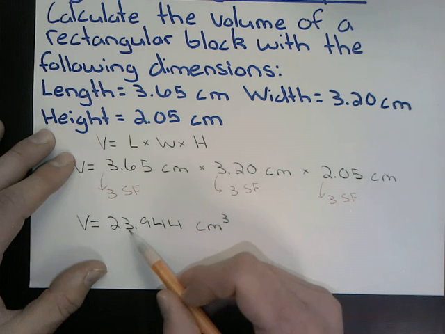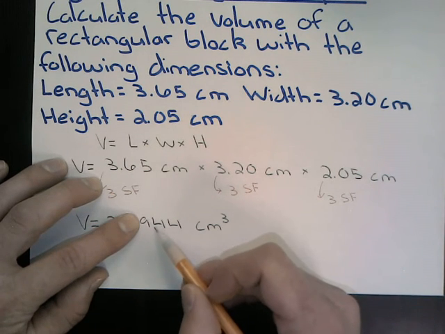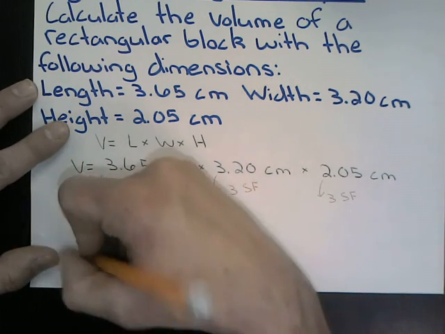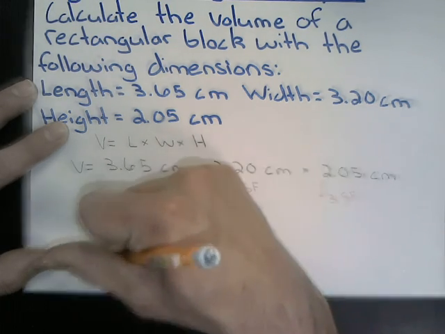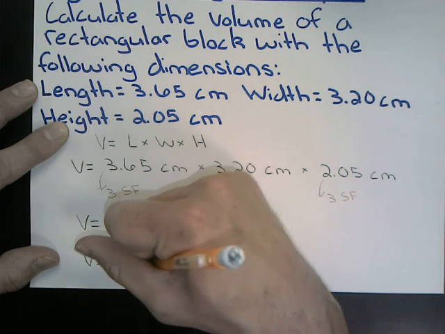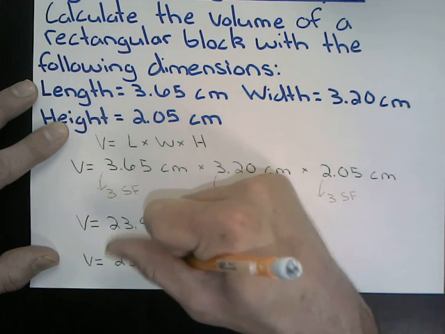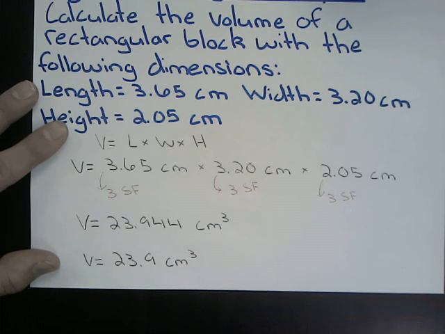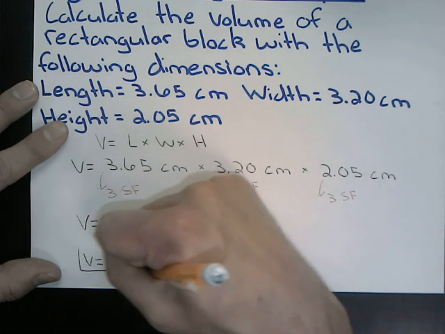So we have 1, 2, 3. We ask ourselves, does a 4 make the 9 round? The answer is no. So rounding our volume to 3 significant figures, or the correct significant digits, would give us a value of 23.9 cubic centimeters.